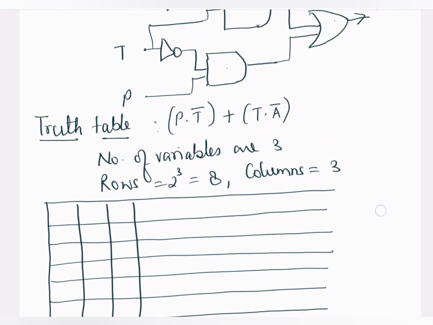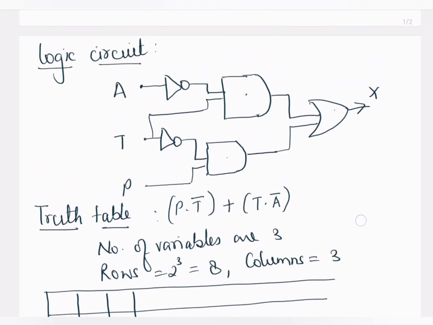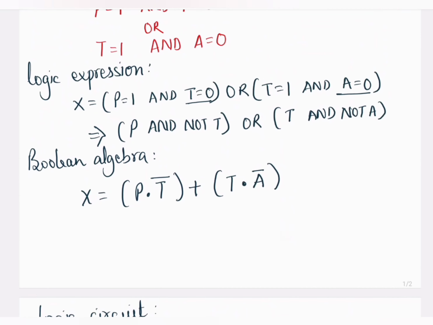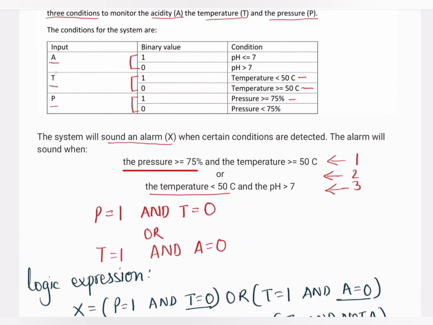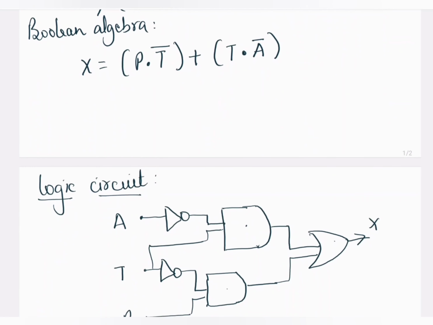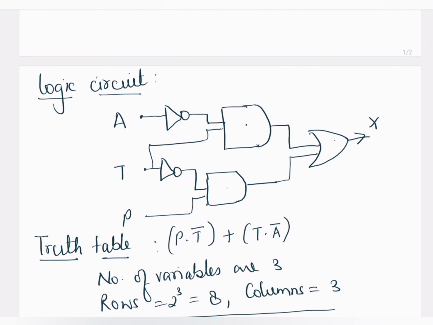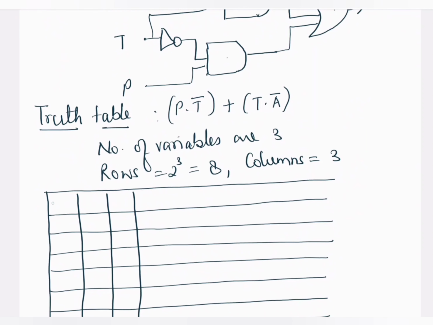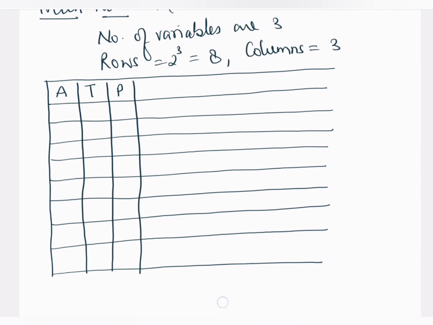The question arises, how do I put the variables in which order? Either look at the table which was given to you right at the top, A, T, P, or you can follow the logic circuit, because the logic circuit is also based on the same. You must use the same order. So this becomes your A, T, and P. Now let's enter the initial values. 1 time repetition, 0, 1. This is 2 times repetition. And this is 4 times.